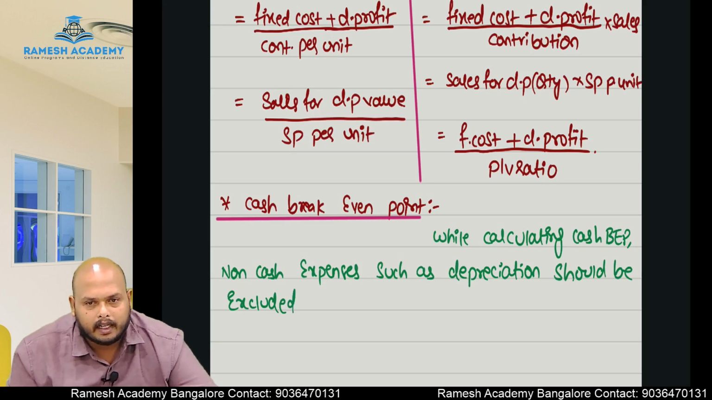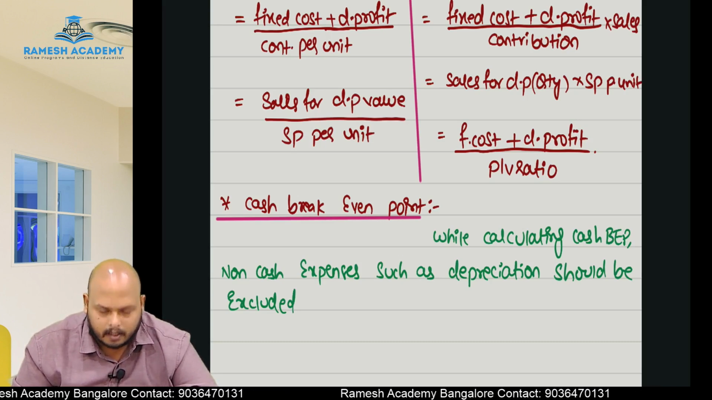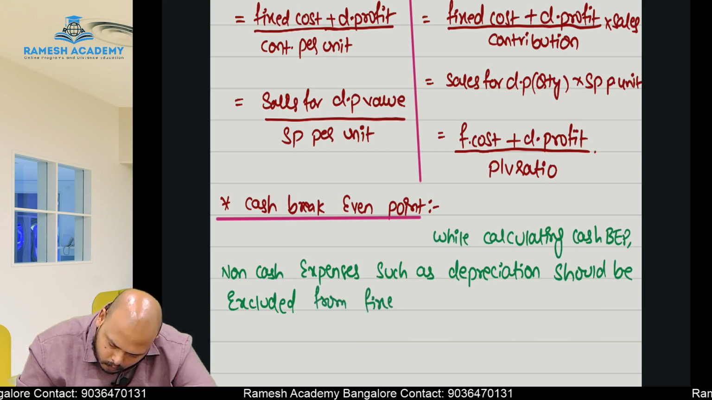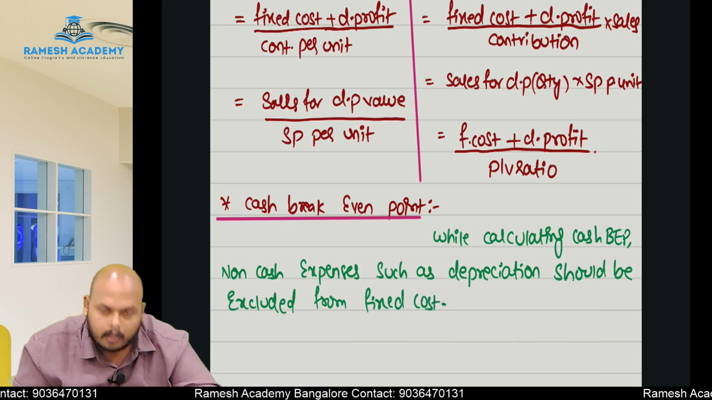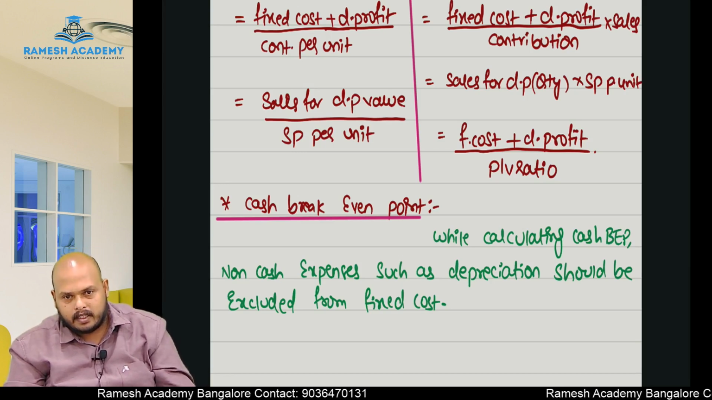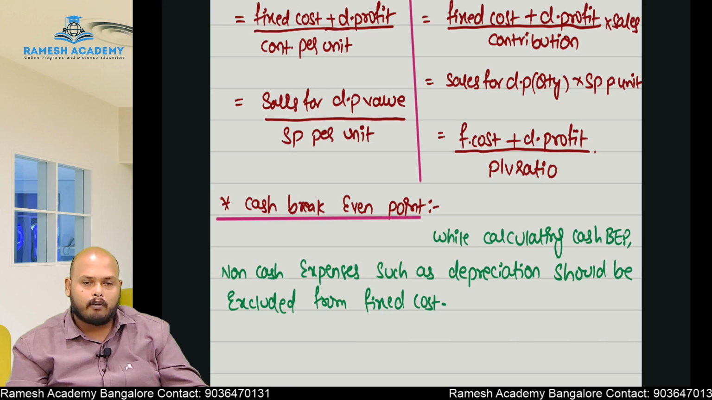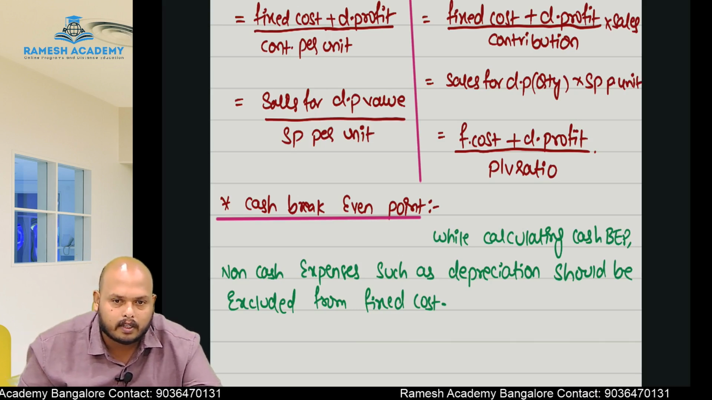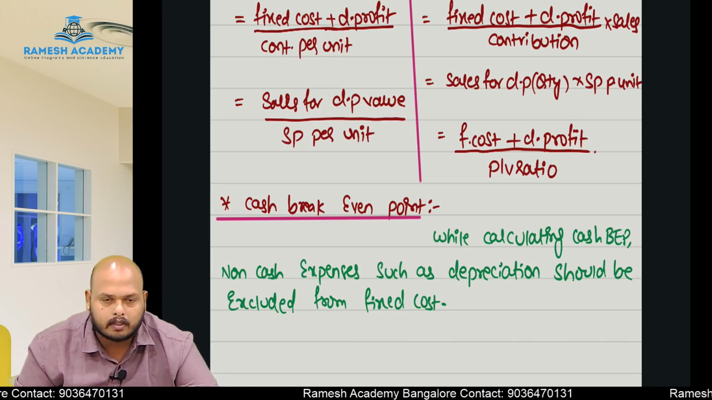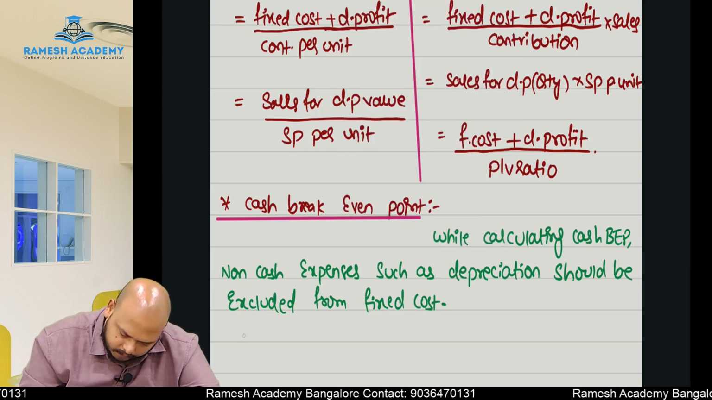While calculating the cash break-even point, non-cash expenses such as what? Depreciation should be excluded from fixed cost. So all the non-cash expenses. What do you mean by non-cash expense? The expenses which will not have outflow of cash. Those expenses we call non-cash expenses. So such as depreciation we should exclude from fixed cost. That will become the cash break-even point formula.